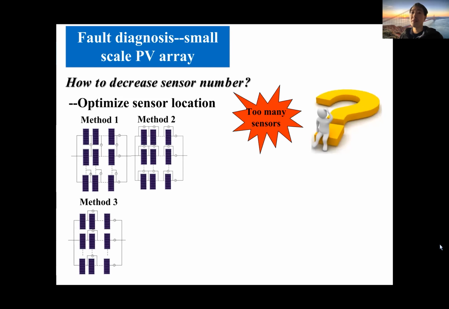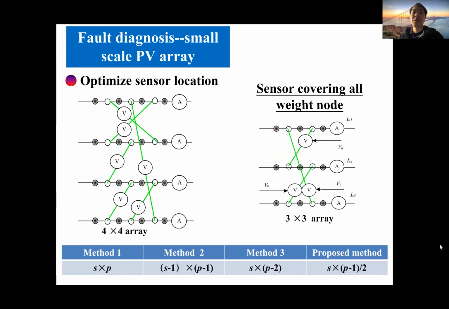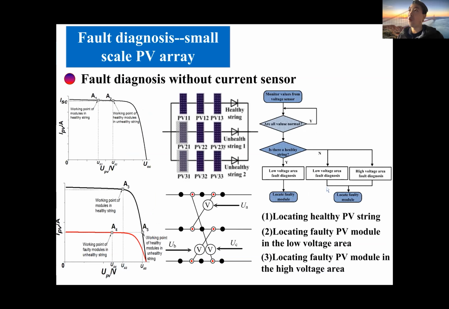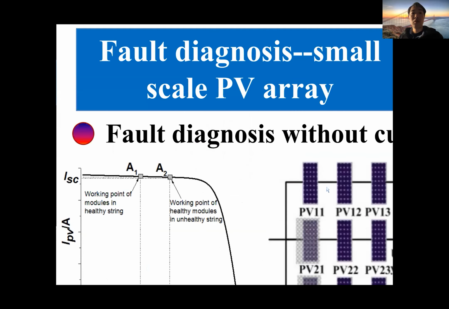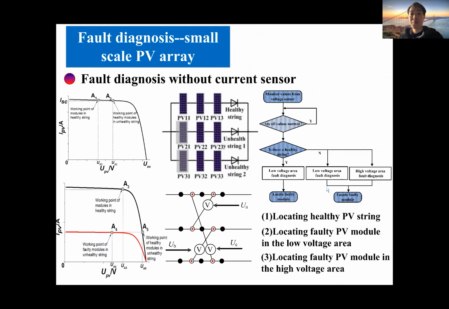So how can we decrease the number of sensors? We proposed a minimized sensor location method. In this way, the sensor placement covers all node points. With our algorithm, we can also remove the current sensor for each string, which can further decrease the cost of sensors. That method only works for a small scale PV array.